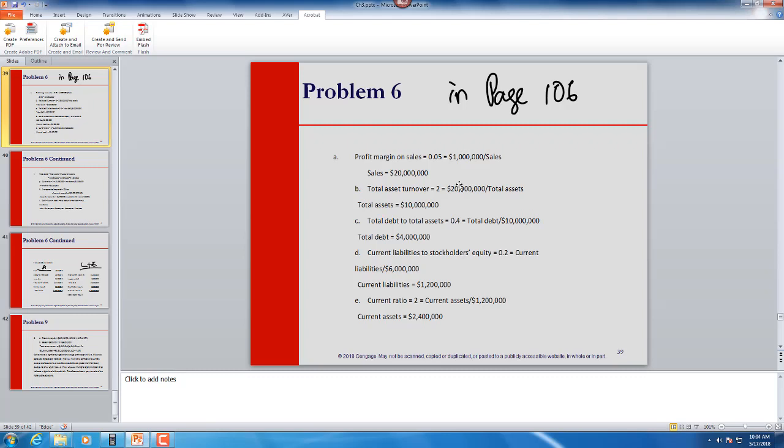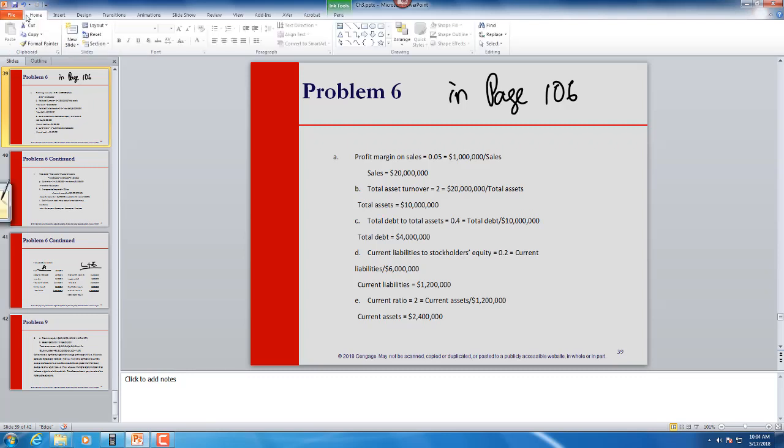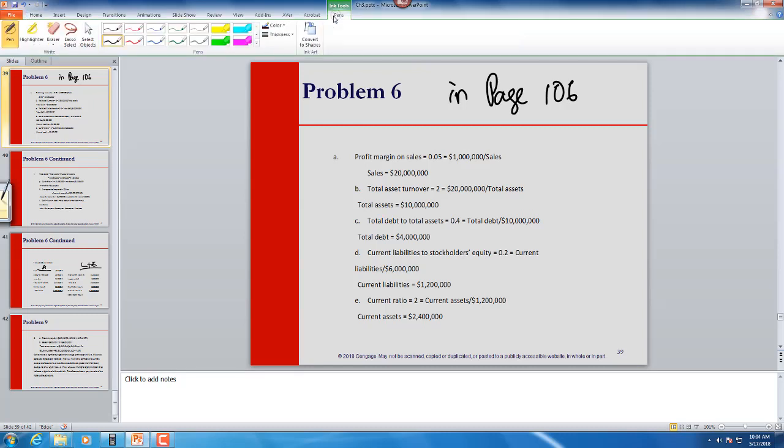Can you fit it into current ratio? No, because current ratio is current assets by current liabilities. Can you fit it into quick ratio? No. Net profit margin ratio. Now, there you have an answer. Net profit margin ratio is earnings after taxes divided by sales. So, by using that, you can actually calculate the sales. So, how do we do that? We are told that net profit is 5%.